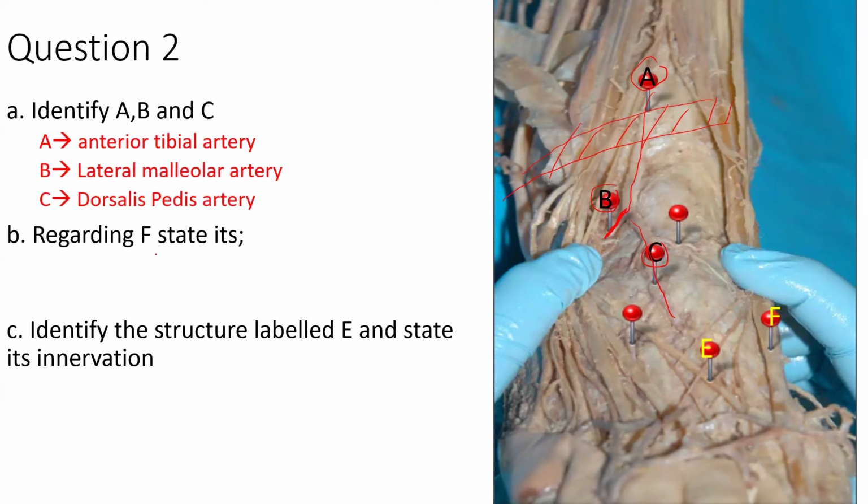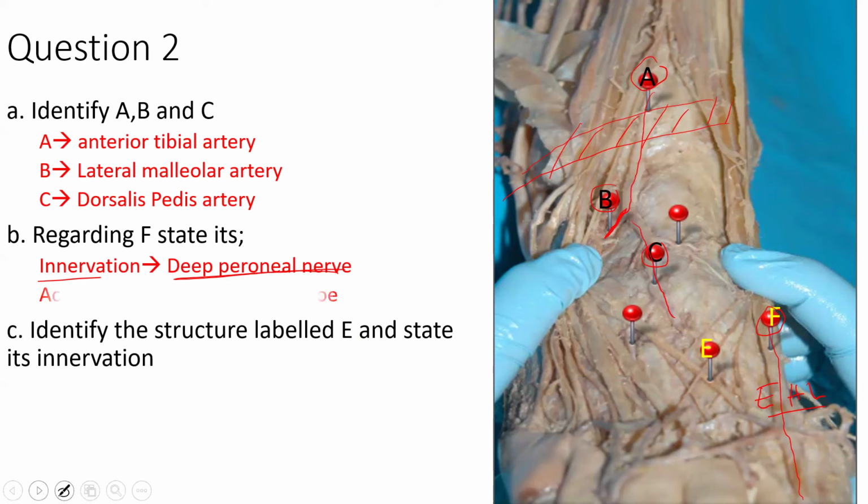Now, regarding F, we have been asked to state, first of all, we need to identify F. You can see F is sending this tendon. This tendon is coming to insert into the great toe, the hallux. So this muscle here is the extensor hallucis longus. So you've first identified the muscle, then what is the innervation? It's innervated by the deep peroneal nerve, and its action is it dorsiflexes the big toe.